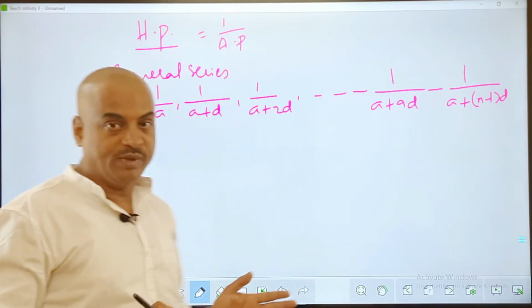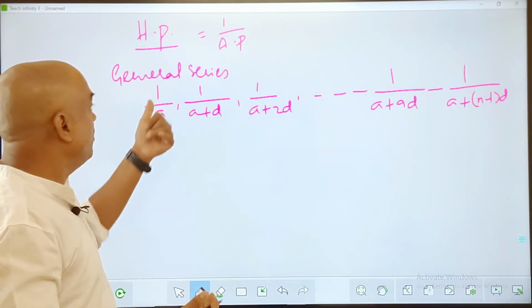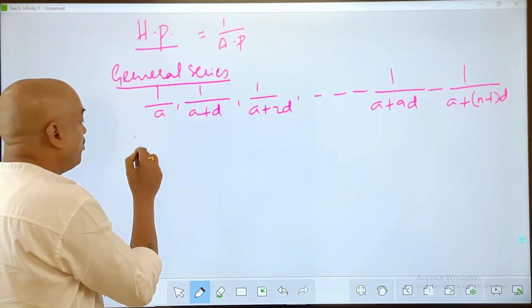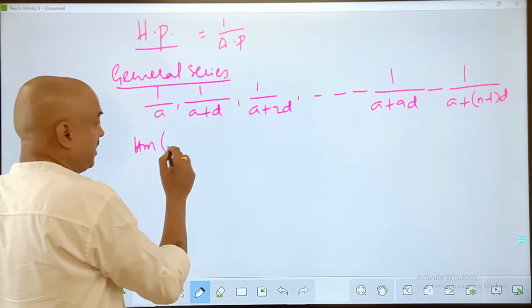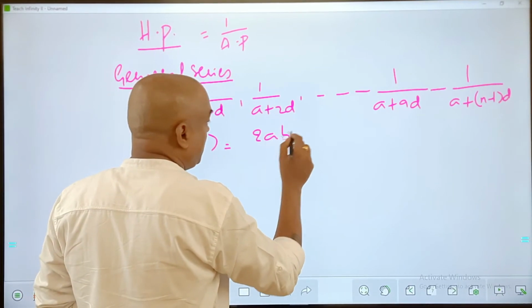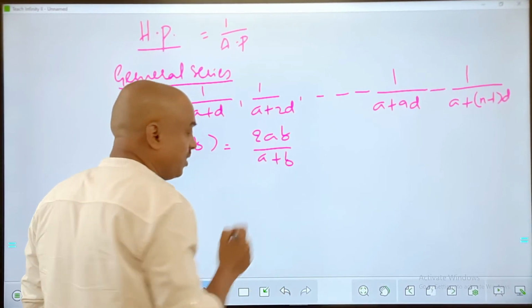That is called HP for you. So nothing big to learn in this, but still we always need to know the general series of it. Now, harmonic mean of two numbers, my friend, A and B is given to us. Then it is 2AB by A plus B is what you have.